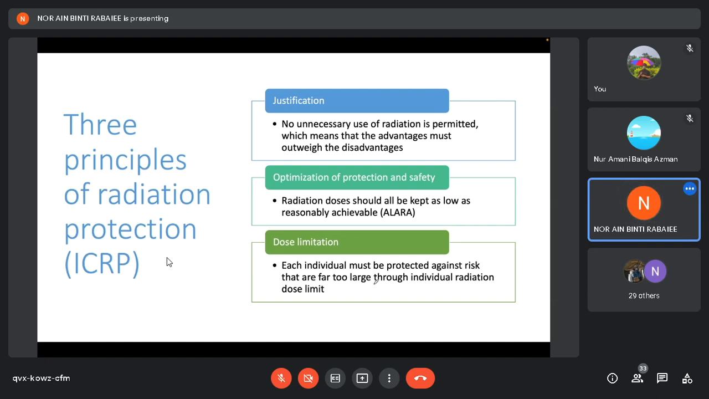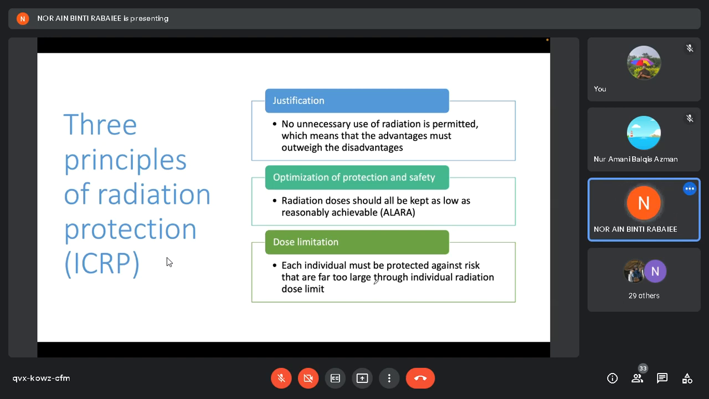Okay, there are three important principles in radiation protection. The first one is justification, the second one is optimization, and the third one is dose limitation. So justification, optimization, and dose limitation. These are the three important principles when we talk about radiation protection. So what is justification?